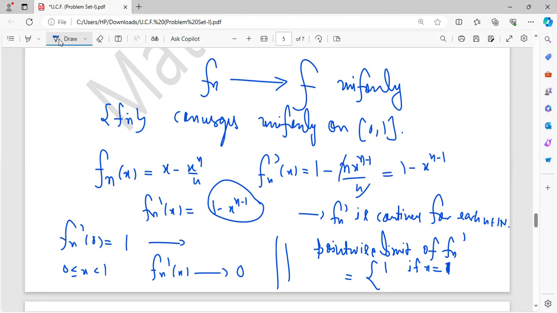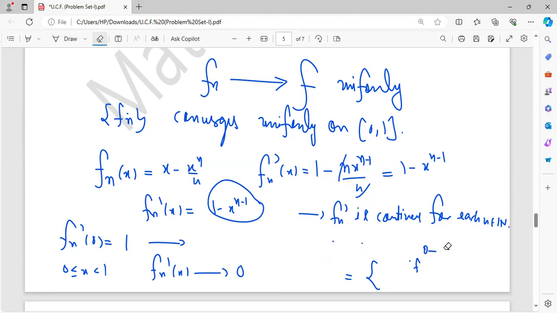Sorry, one minute, I'm making a mistake. When I am taking x equal to 0, the limit is 1. When I am taking x in this range, where will it tend? Because this is less than 1, its power will decrease and finally it will converge.